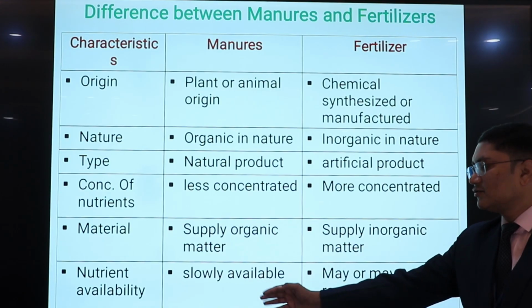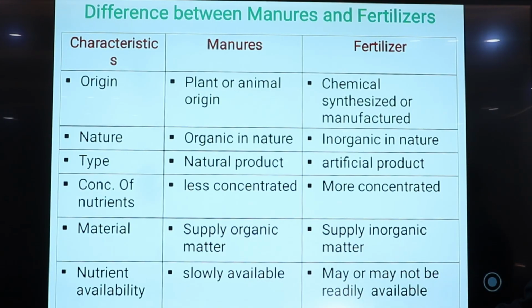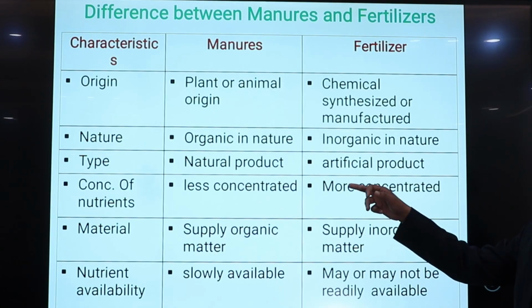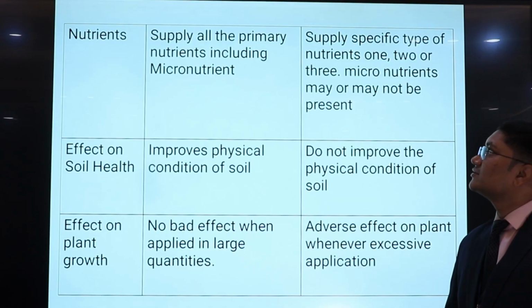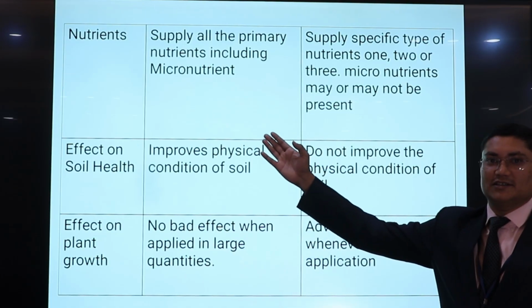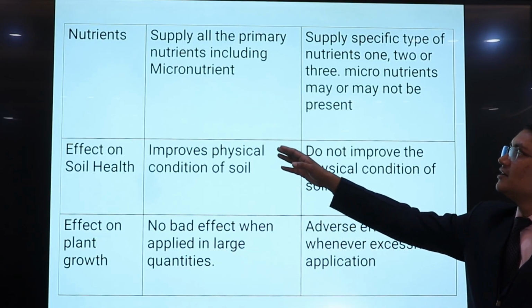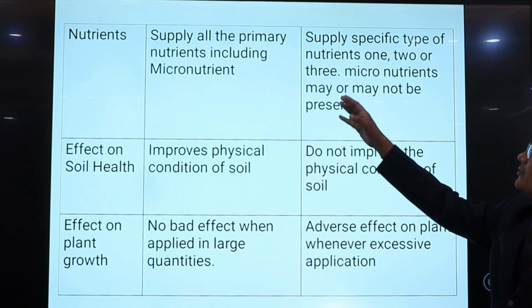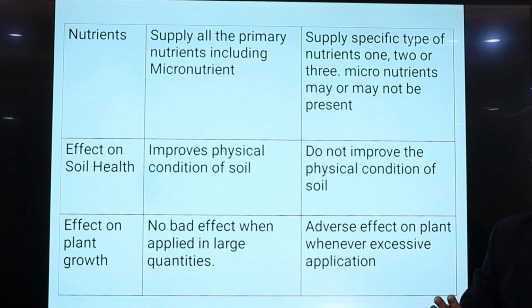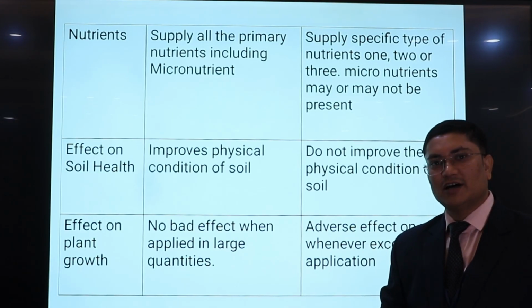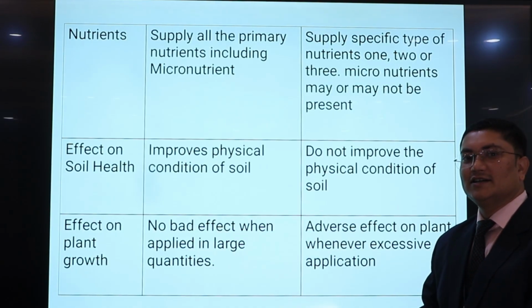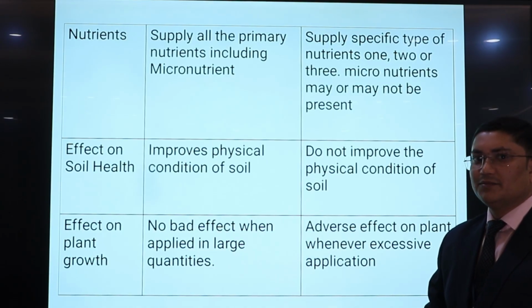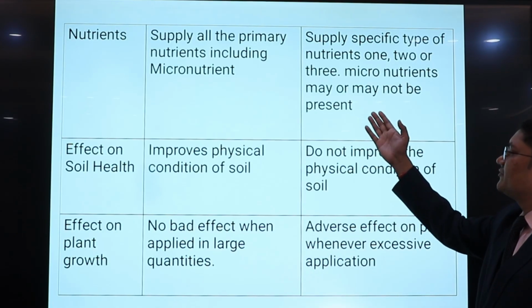By degrading, they add nutrients into the soil, but fertilizers are rapidly available because they are made for it. In kind of nutrients, manures supply all the primary nutrients in an organic manner and micronutrients too, while fertilizers supply the specified nutrient they are made for. Primary fertilizers add only primary nutrients, secondary fertilizers add some secondary nutrients, and mixed fertilizers have primary and secondary and maybe micronutrients, so they are specific in nature.